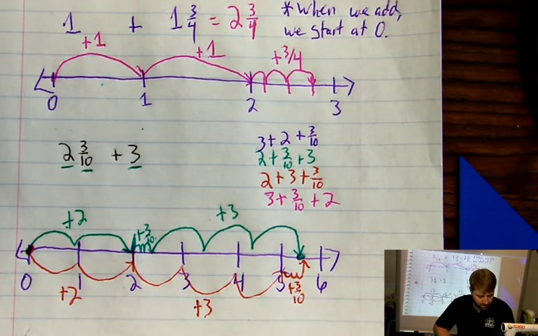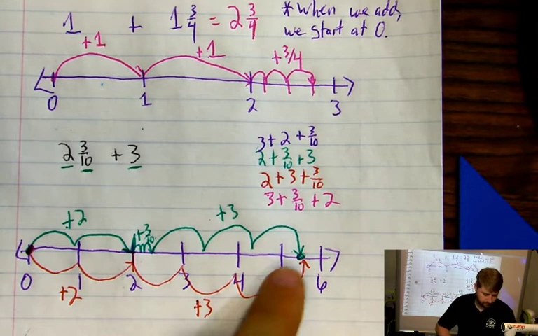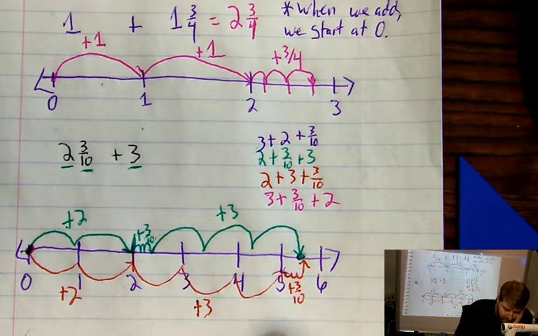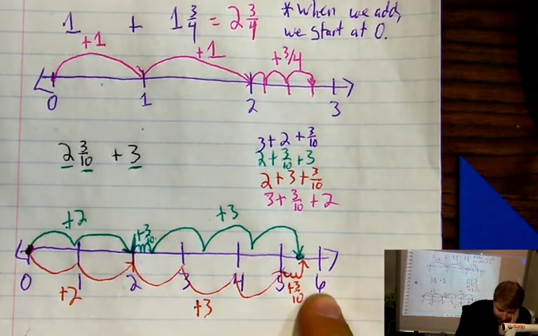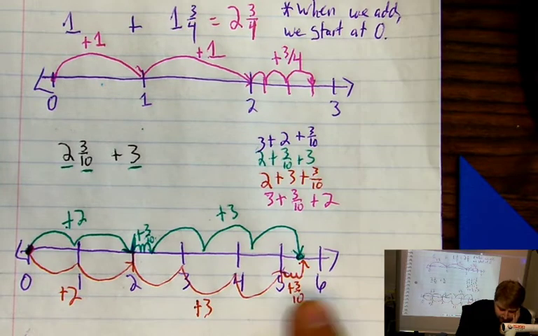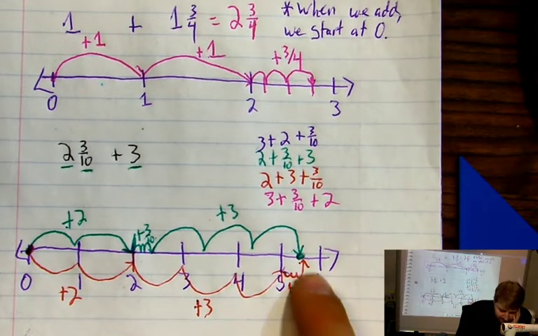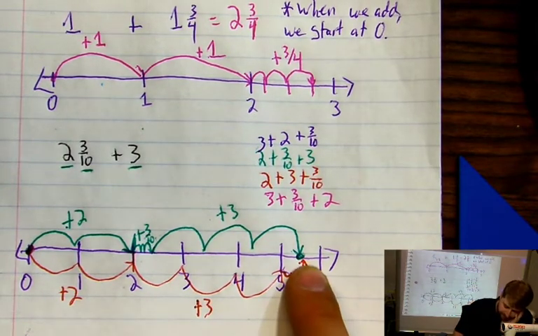So now that we know where that spot is, we just have to figure out what number represents that dot right there. We'll take a look. Between 5 and 6, so it's not 5, it's not 6, it's 5 and something. It's going to be 5 and 3/10. Okay?